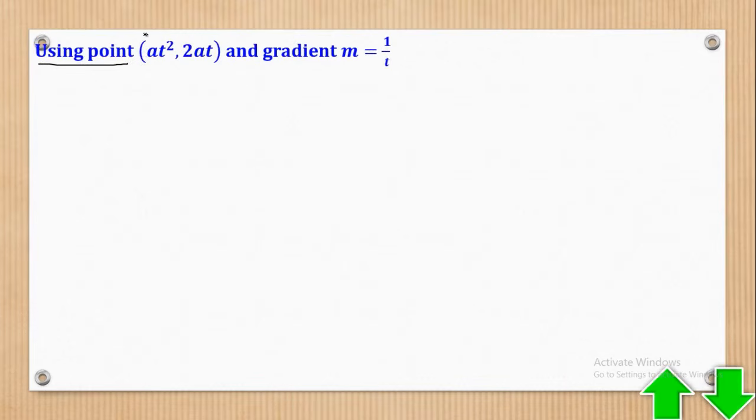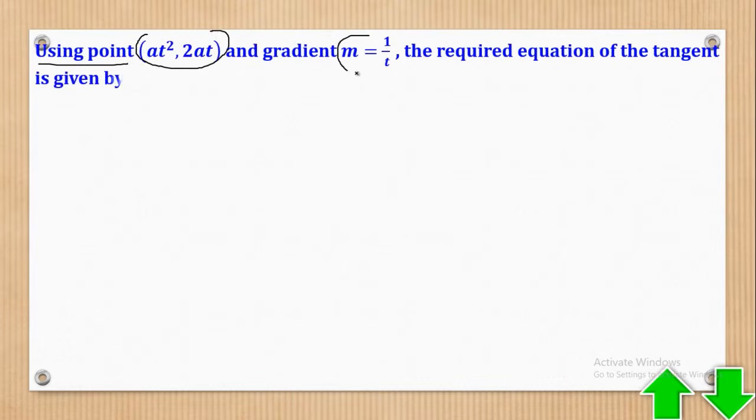Now using this point and this gradient, so we already covered under coordinate geometry 1 how to get the equation of a line given a point and the gradient. So in this case, that's the same knowledge you're going to use. You have a point and you also have the gradient. So to get the required equation of the tangent will be got in that form.